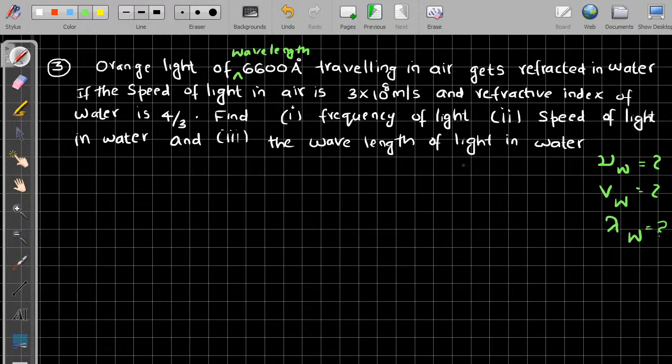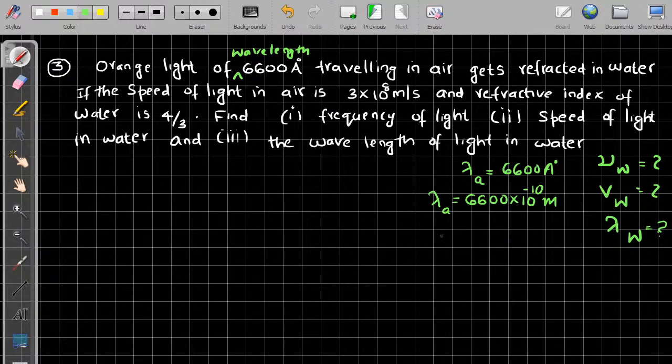Light, wavelength of light in air is given. So I'll write it as lambda A, which is equal to 6600 Angstrom units. And what you have to remember is, if you want to convert this Angstrom unit into meters, since wavelength we normally express in meters, you have to multiply it by 10 raised to minus 10. Then you will get the wavelength in meters.